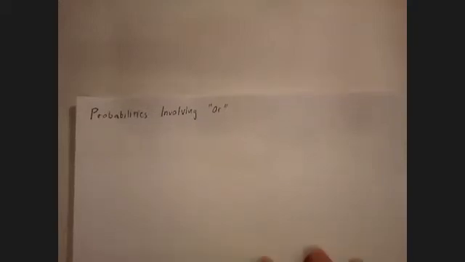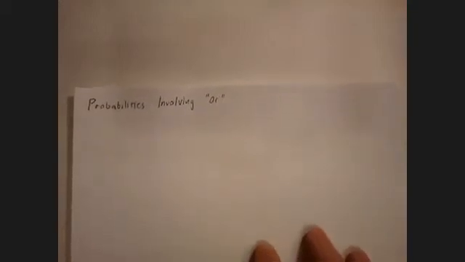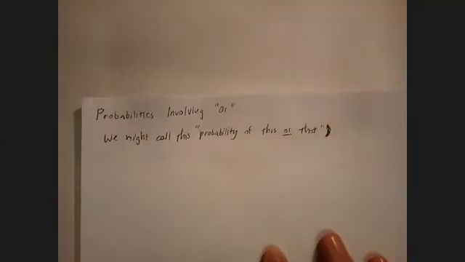All right, so for the second part of this section, we're going to talk about probabilities involving or. We might say the probability of this or that. Now, the book won't do that, but if I refer to it, I might say that.